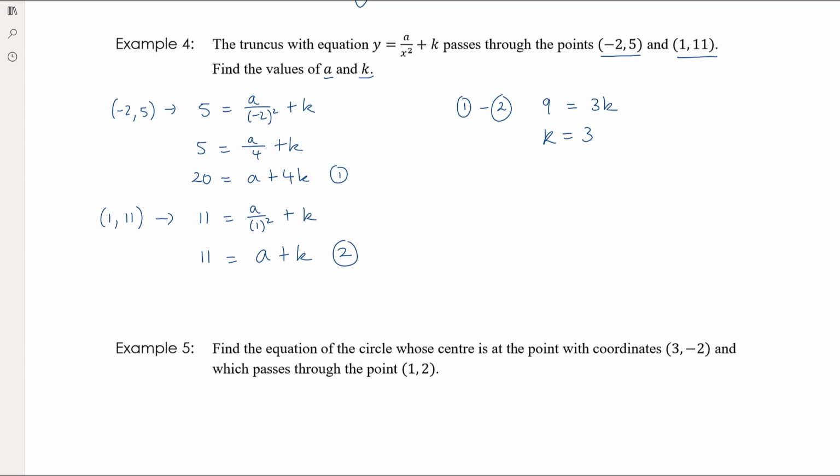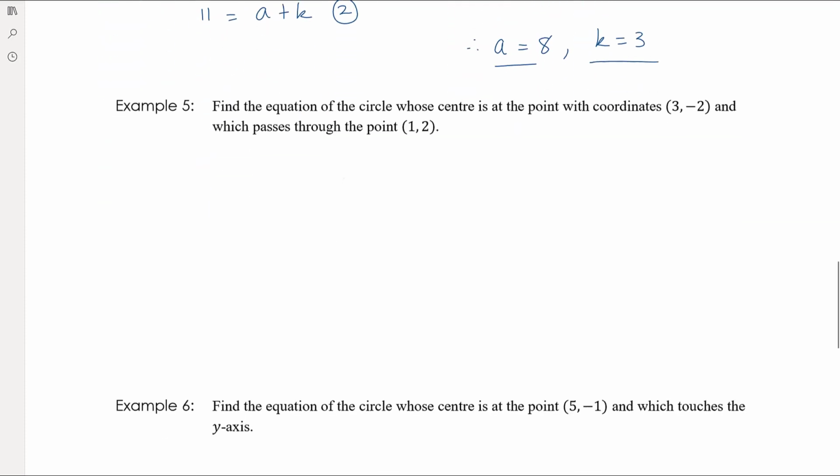Alright, so then we sub k equals 3 back into either equation. You can choose. I'm going to go into equation 2. So I've got 11 equals a plus 3, and so a is going to be 8. Now, making sure we answer the question. So does the question ask me for the rule, or does the question ask me for a and k? In this case, it asks me for a and k. So let's be clear about our answer. Therefore, a equals 8 and k equals 3.